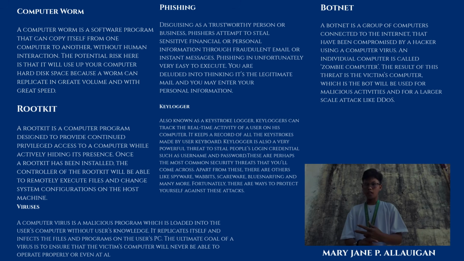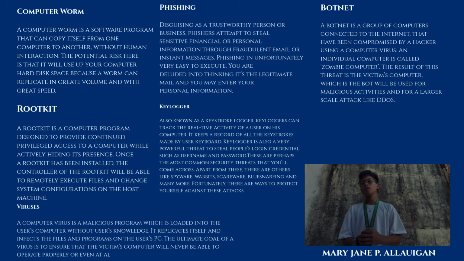Third is the rootkit. Hides in a system while giving an attacker unauthorized access. The fourth is phishing. Fake messages or websites used to steal personal information. The fifth is botnet, a group of infected computers controlled by an attacker. The sixth, the last one, is the keylogger. Records keystrokes to steal usernames, passwords, and other information.